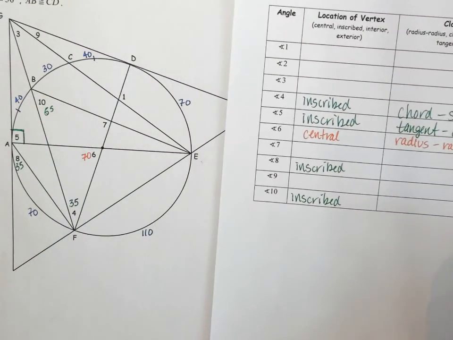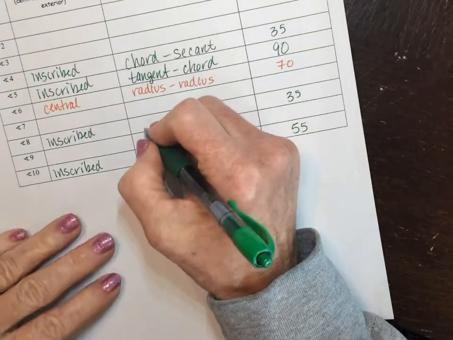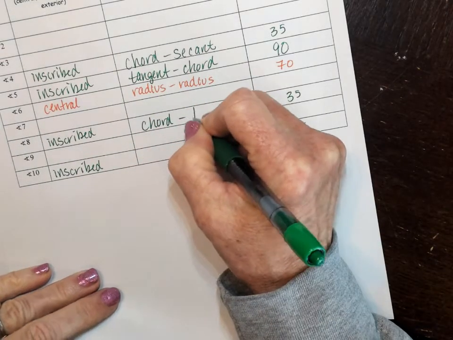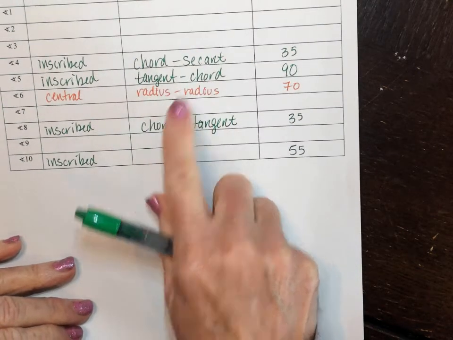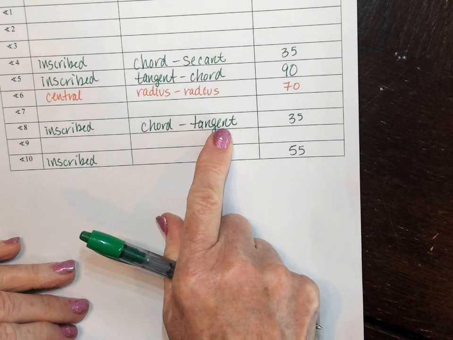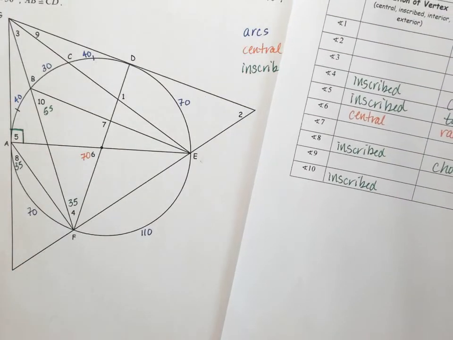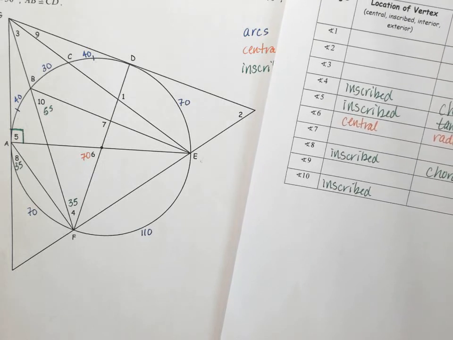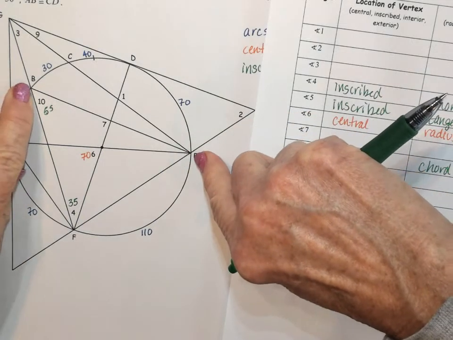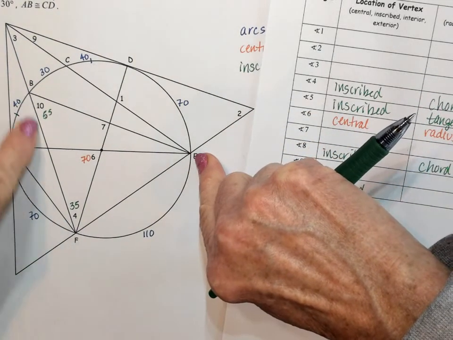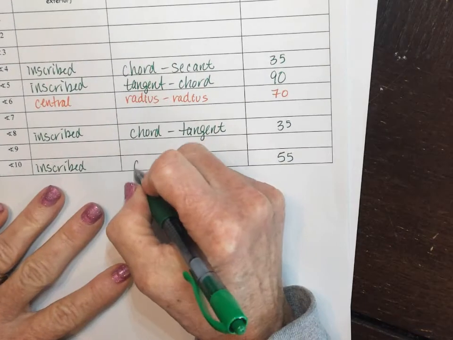Angle 8, a chord and a tangent. Notice on number 5 I wrote tangent, chord, and number 8 I wrote chord, tangent. It makes no difference what that order is. And number 10, where's angle 10? Oh, here it is. That is a chord, and this is a secant because that line extends outside of the circle. So a chord and a secant.